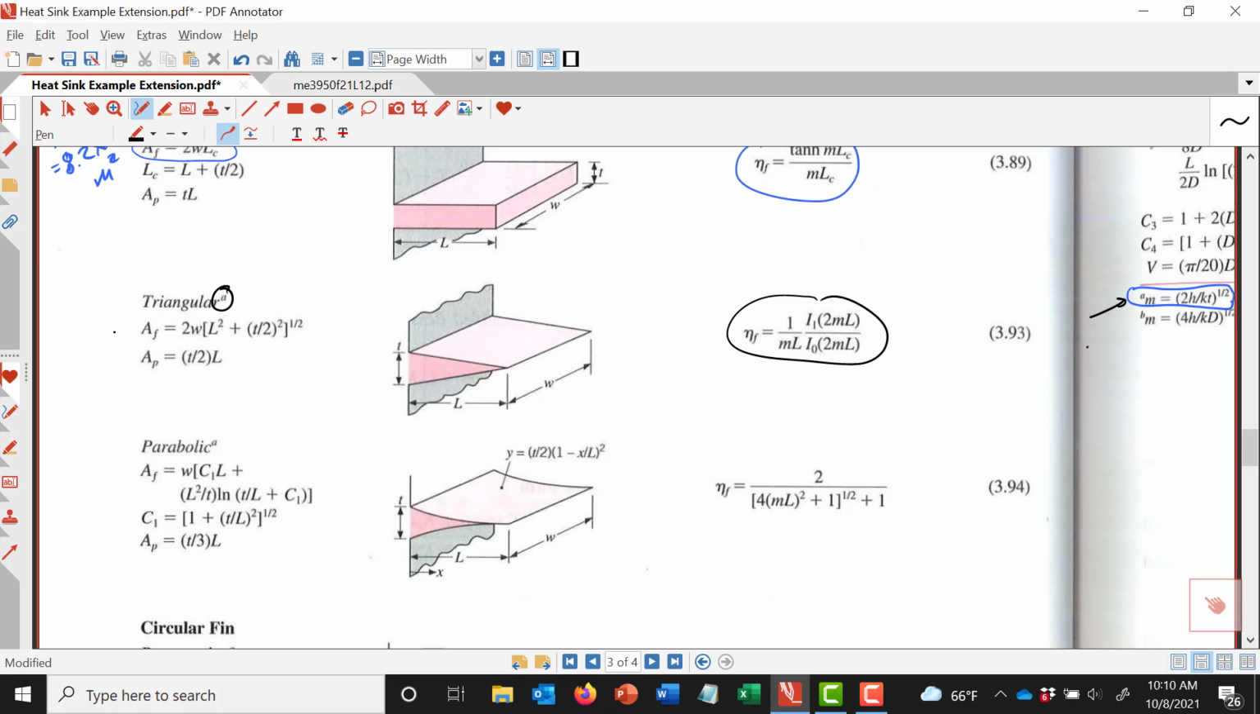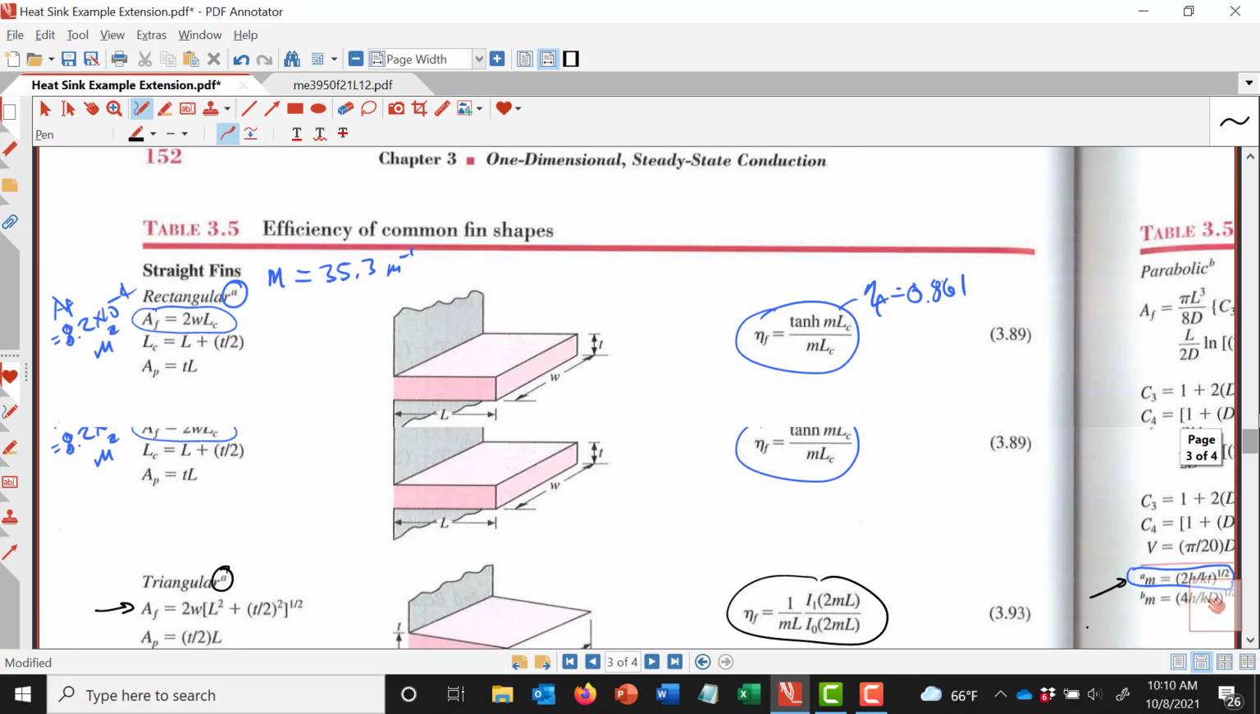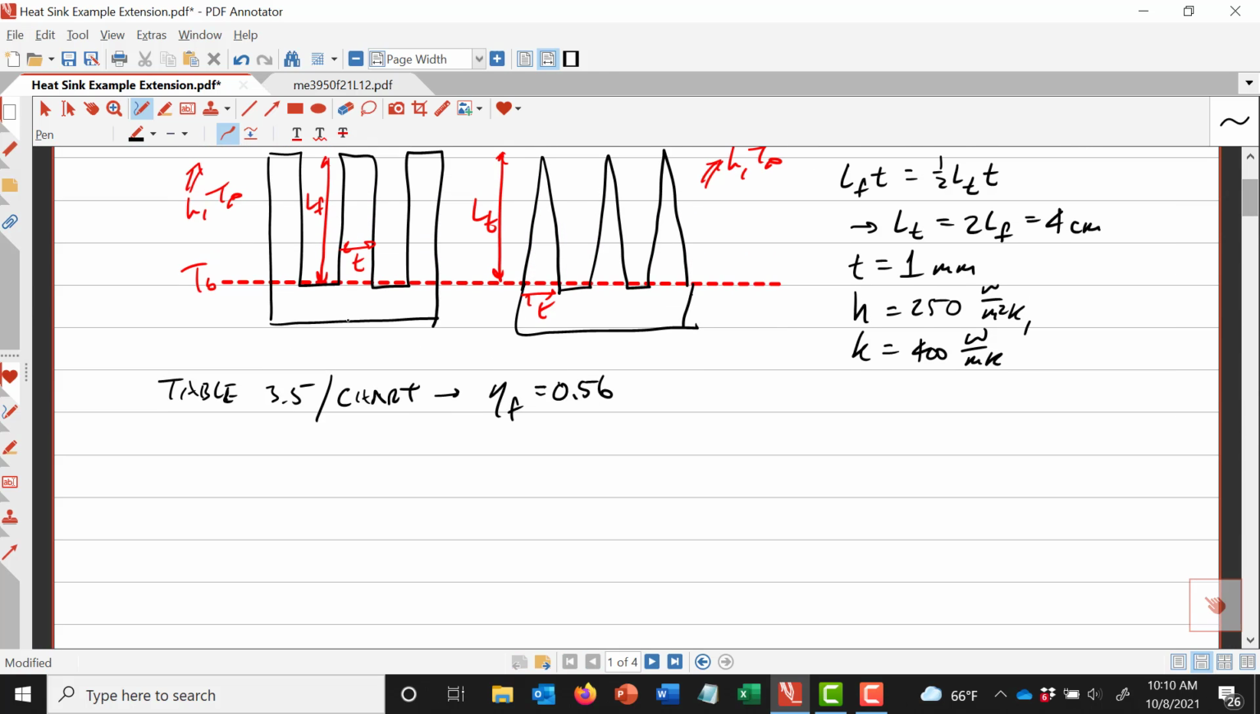And here we see that we're provided with an equation for the area. So 2 times the width W, which is the depth in terms of our problem statement, it's 2 centimeters. We have the new length, and then we have the base thickness as well. So using that, we can get our area. Table 3.5 also provides the value of the area, and that area is 0.0016 square meters using the equation from the table. Alright, so we have an updated A sub f, we have an updated eta sub f.